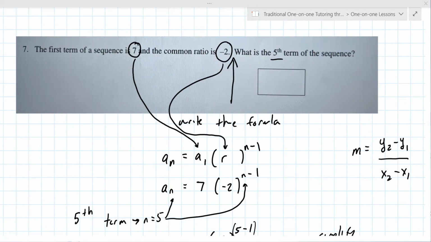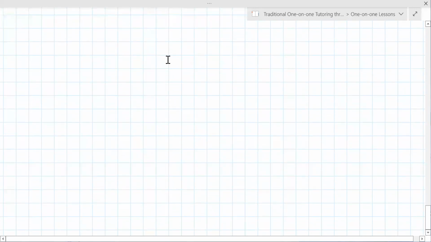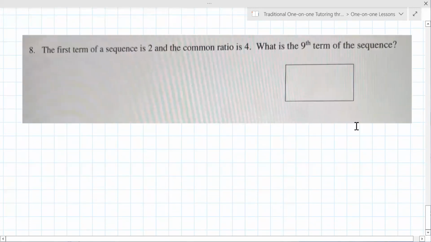Okay, so we're up to problem 8 here. Let's keep going. Yeah, kind of the same type of problem. So that's good. Let me read this, get this snipped in here. Okay, so I want you to read this problem, and I want you to tell me the value of A1 and the value of R, please.